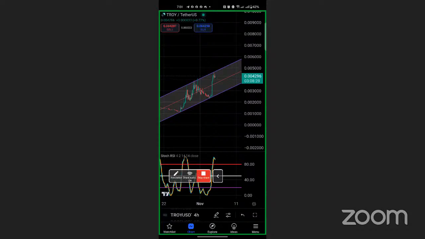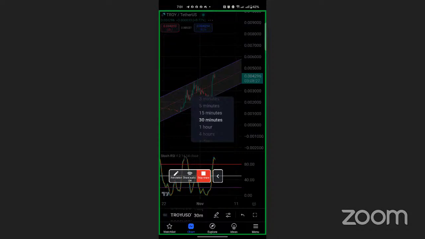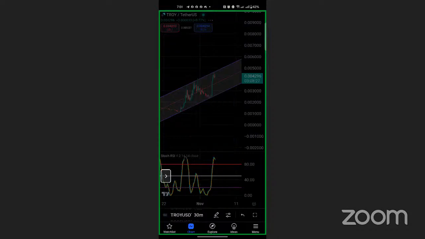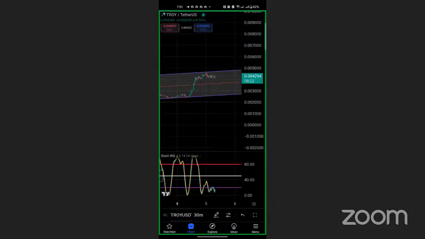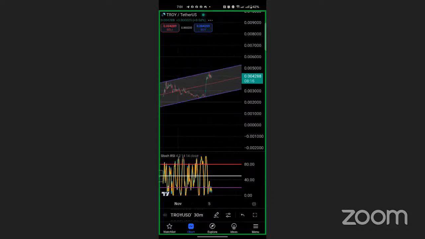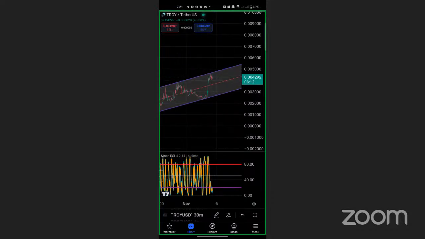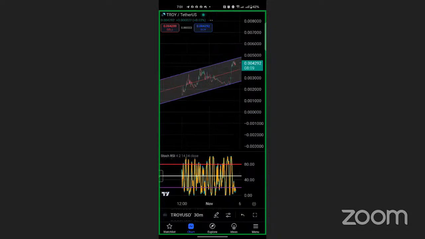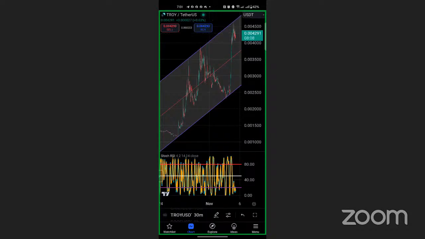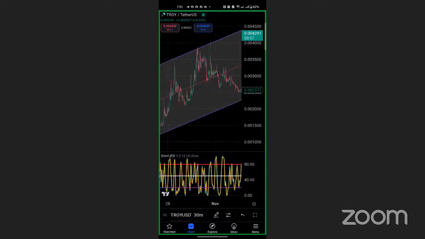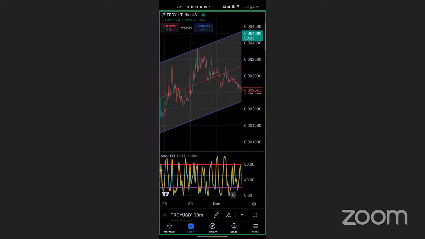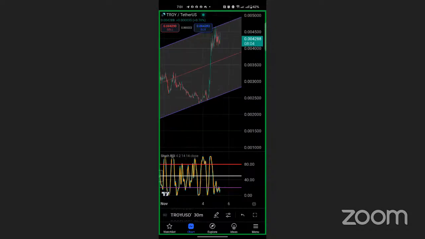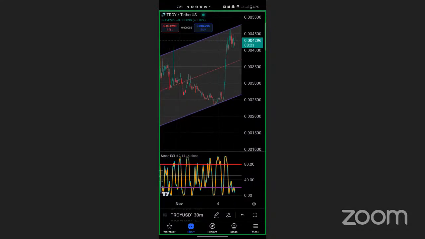Now, when I draw it here, I told you you can draw in a higher time frame and look for what we call our diagonal. We drew it in the 4-hour time frame. This one is very, very easy to use.